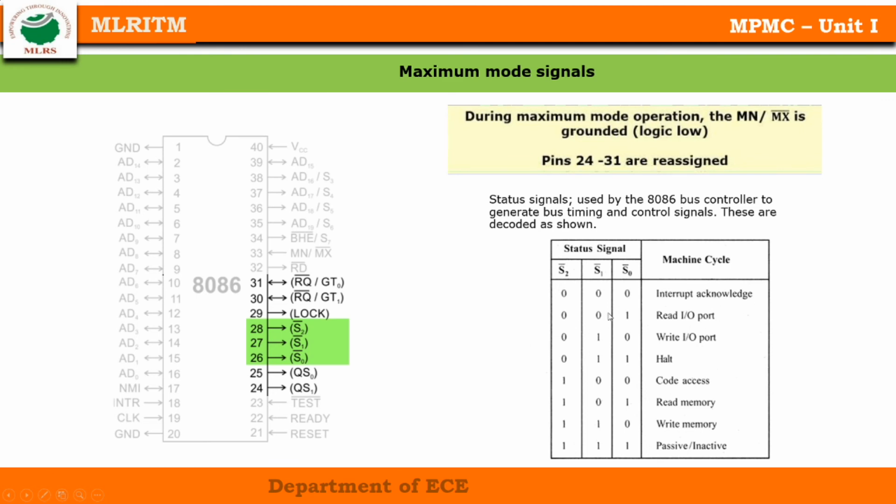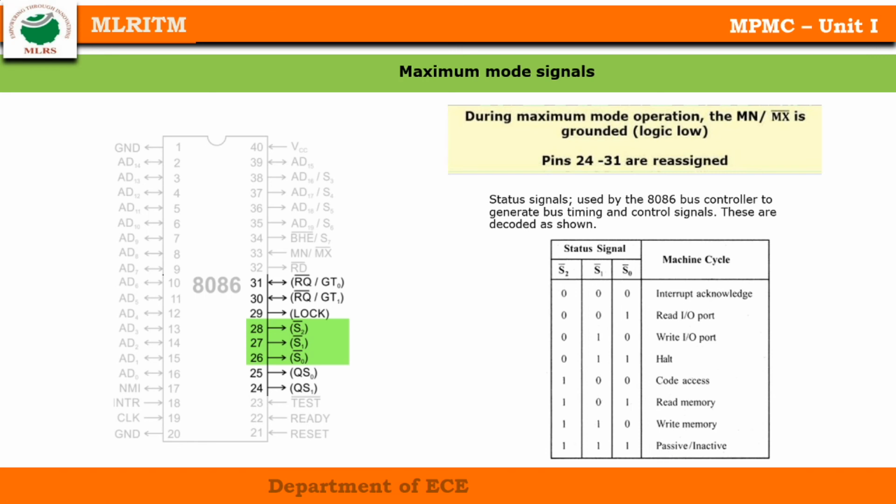When this signal is 001, it indicates read input output port. When this signal is 010, it indicates write input output port. When this signal is 011, it indicates halt operation. When these signals are 100, it indicates the code access. When these signals are 101, it indicates read memory. When these signals are 110, it indicates write memory. When these are all 111, it indicates the passive or inactive mode.